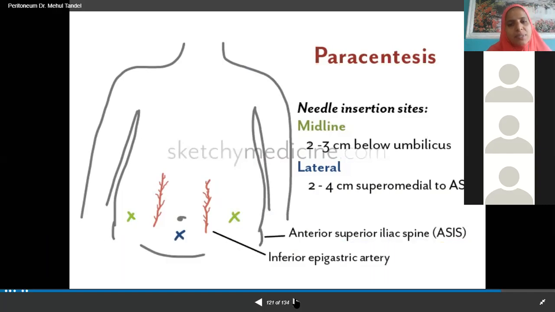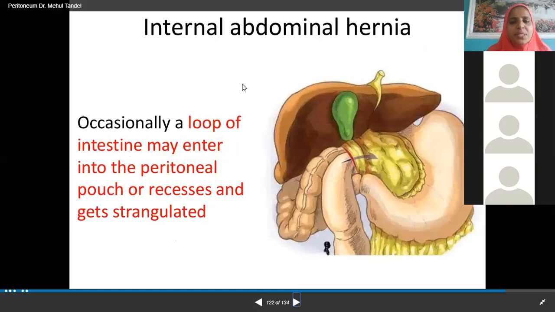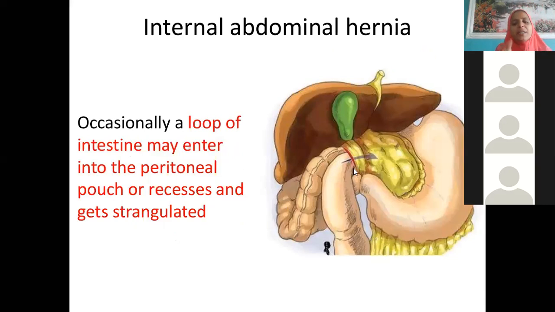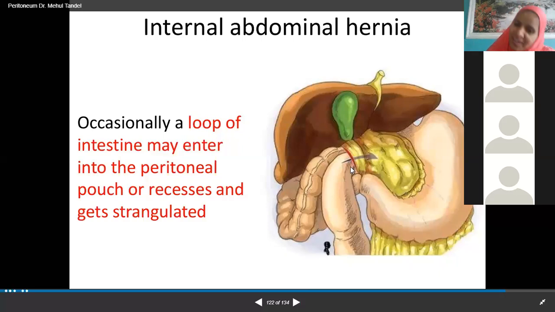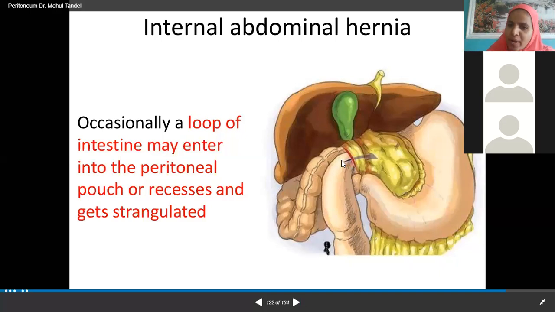Okay, in case of ascites. Now I told you which is the point where internal hernias can take place. Which is the point where commonly internal hernias can take place? What is the point from where the greater sac is communicating with the lesser sac? Epiploic foramen. Very good. We know the epiploic foramen is a passage, where the arrow is shown here. Foramen of Winslow.